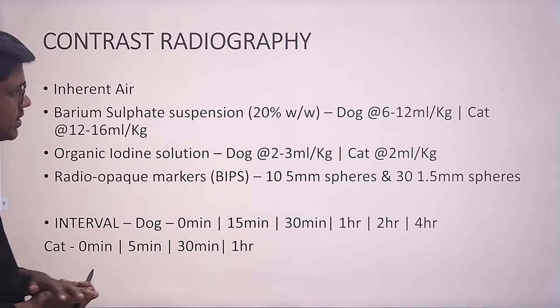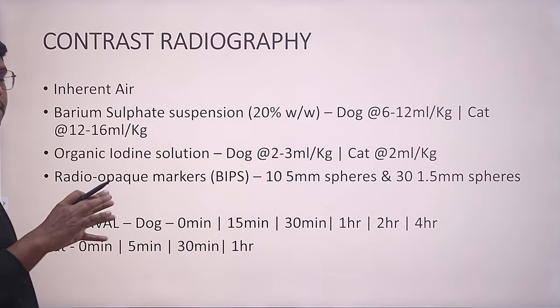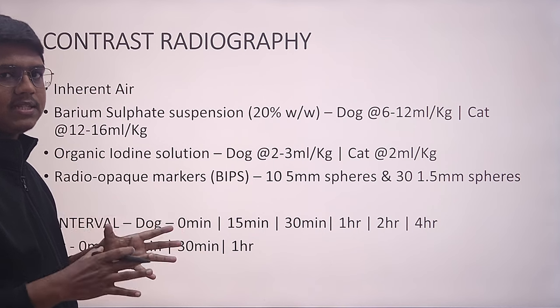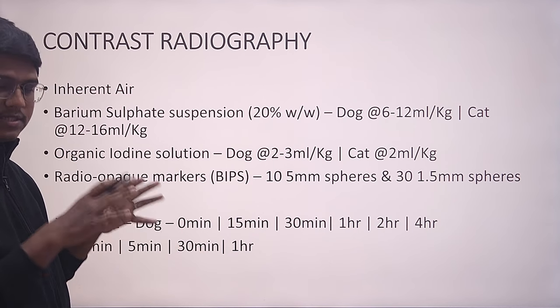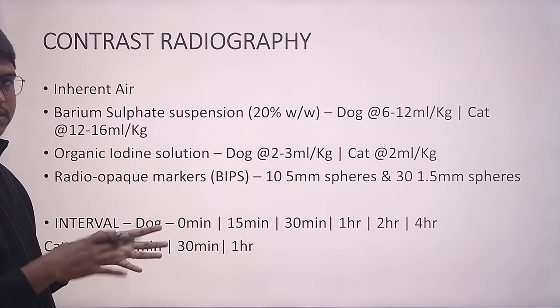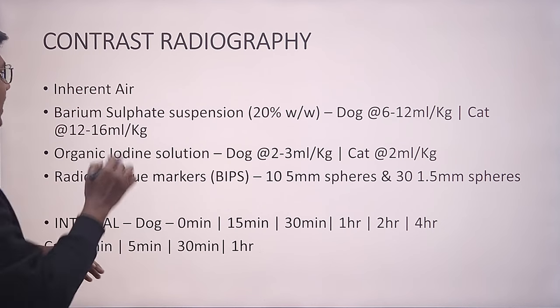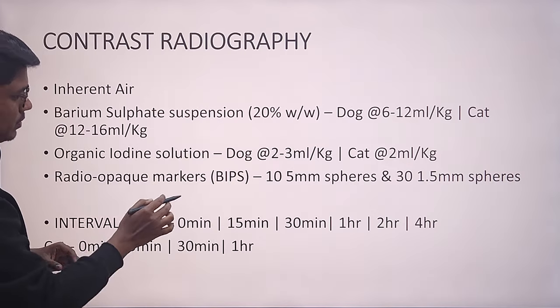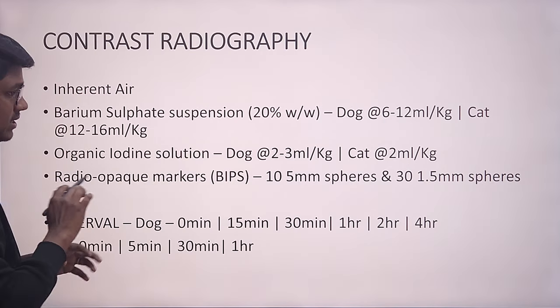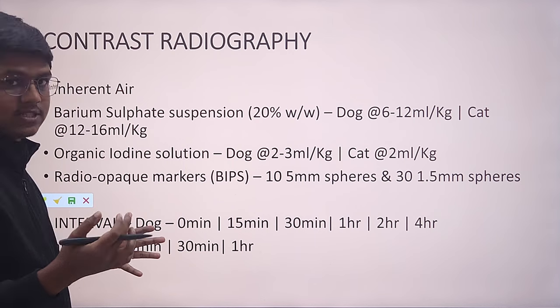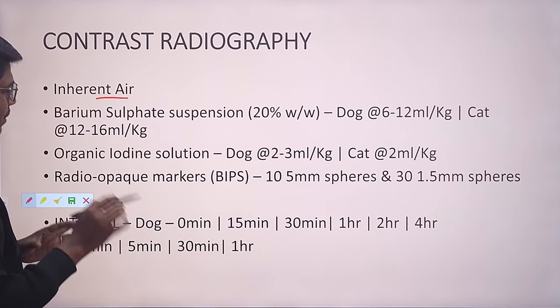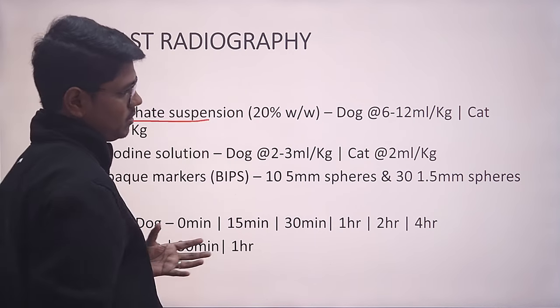Now we will go for the contrast radiography. I told you the first is the inherent air that is present inside the abdomen, in the GIT itself. The stomach contains gas, and the intestines also contain some gas. We'll see some radiographs through which we'll know how this inherent air can diagnose diseases. Apart from that, you can go for barium sulfate suspension.